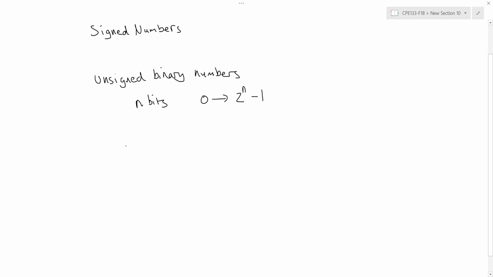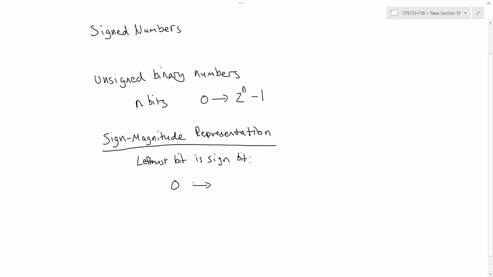But if I want to represent negative numbers or signed numbers, I'm going to have to encode those numbers a different way. And there are different ways to do this. One way is called sign magnitude representation, which just uses an extra bit to represent whether the number is positive or negative. So if that leftmost bit is a 0, I have a positive number, and if it's a 1, then I know that I have a negative number.